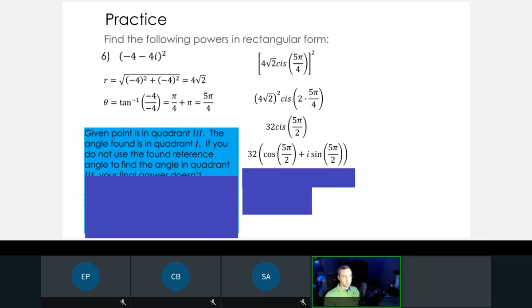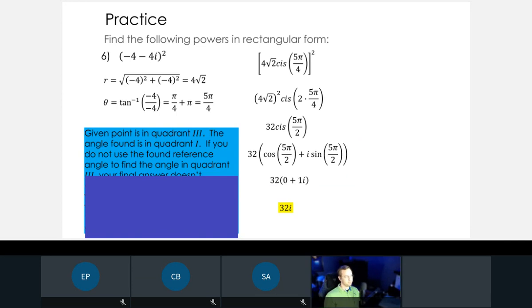We're going to write it in expanded form. And then, well, you just type that in, cosine of 5 pi over 2 and sine of 5 pi over 2. You'll get 0 and 1 respectively. And now distribute. And if you were to write that twice and FOIL it, you get the exact same answer. Knock yourself out.